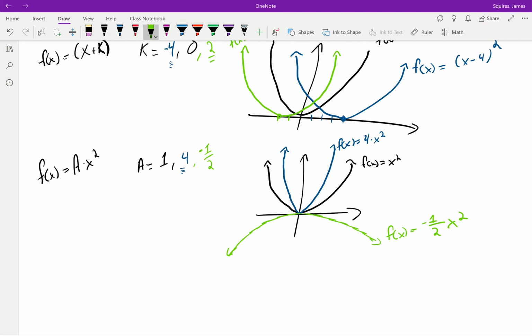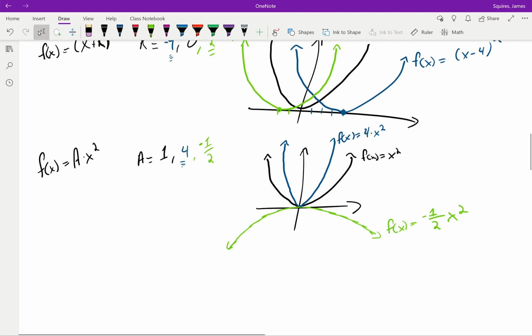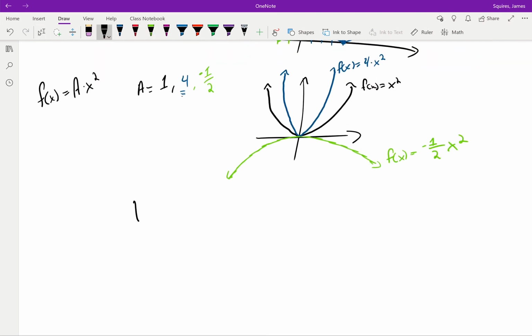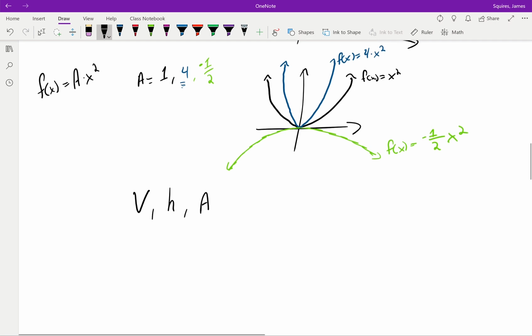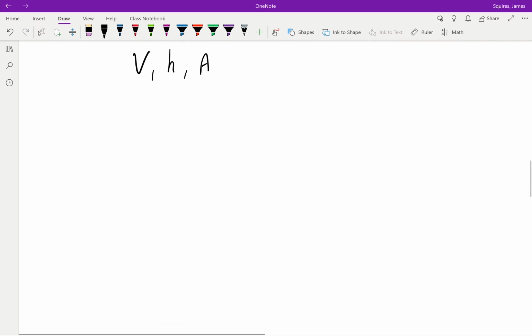So it's important to note that we have vertical shifts, horizontal shifts, and we've got to deal with our a term. What are we multiplying our elementary function by? So let's do a couple more examples that combine some of these things together.